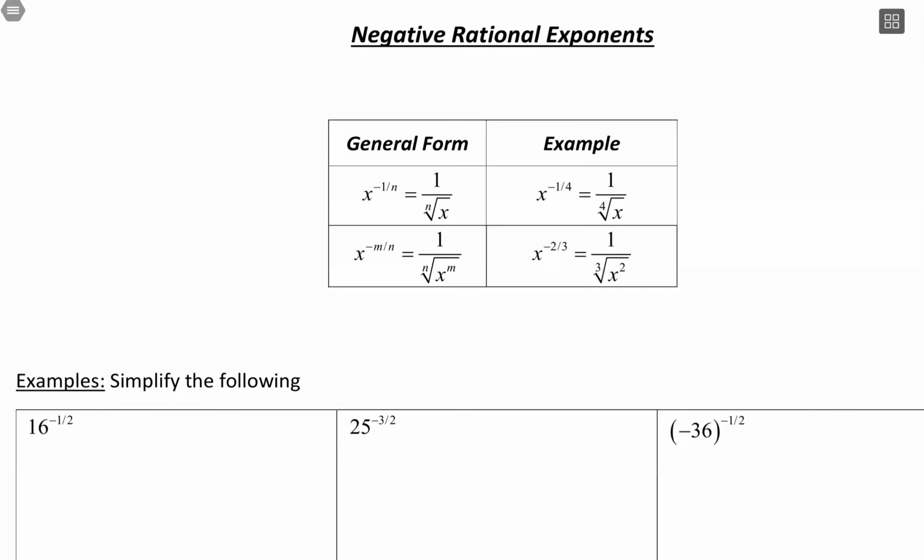Negative rational exponents are going to mix two ideas together. First thing we're going to deal with is the negative, so we'll want to change it to positive exponents. So with that, we'll be moving between numerator and denominator based on where we started. And then the rational exponent part will change to a radical so that we can evaluate it.